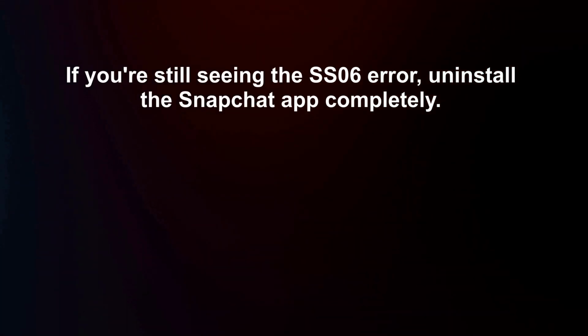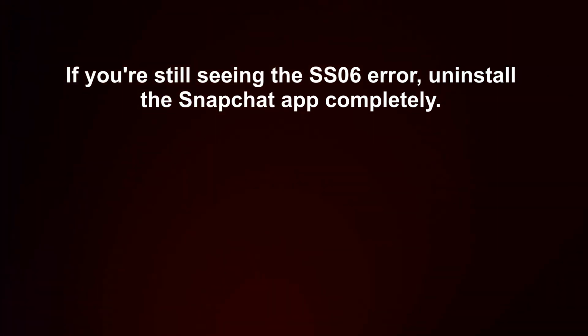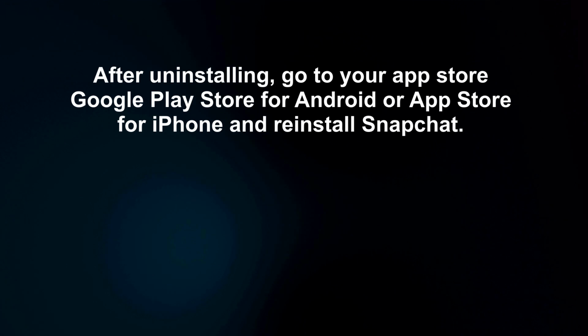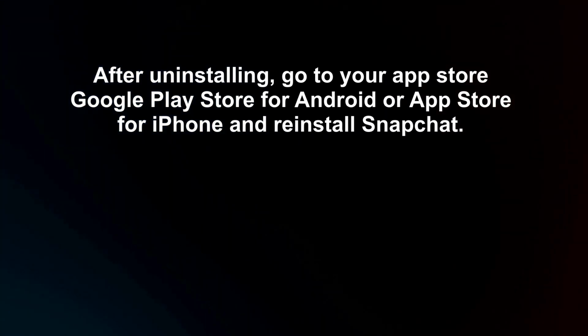If you're still seeing the Ss06 error, uninstall the Snapchat app completely. After uninstalling, go to your App Store, Google Play Store for Android, or App Store for iPhone, and reinstall Snapchat.